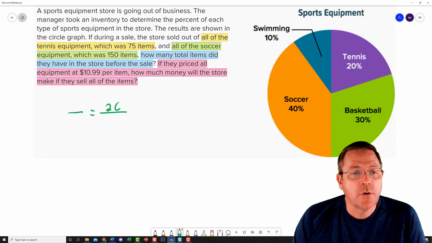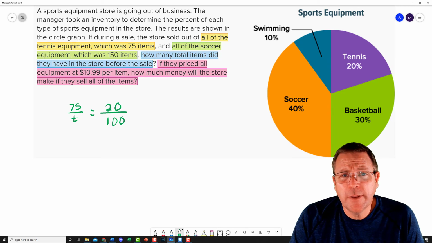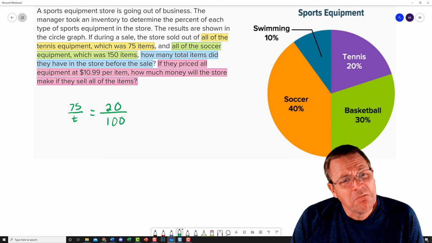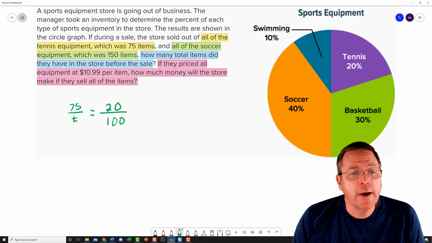My tennis, 20%, so I have 20 over 100, is equal to 75 items. Now, that's a little bit challenging, isn't it? Because there's no perfect number I can multiply 20 by to get to 75, and we're going to put a T here for tennis. So is the equivalent ratio going to be the best option for this one? Maybe not, because we'd have to do some dividing and then multiplying. Even if I was to do some simplifying, it would be a little more challenging, but I bet I could make it work that way.